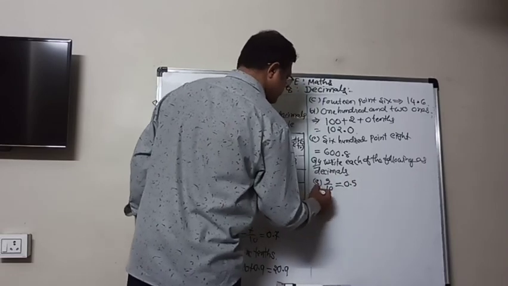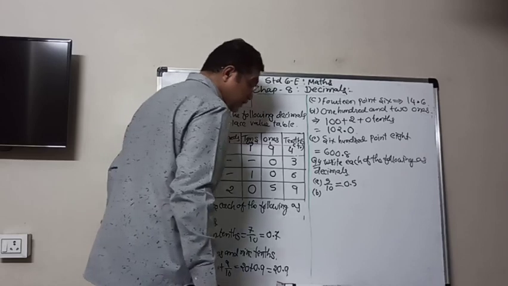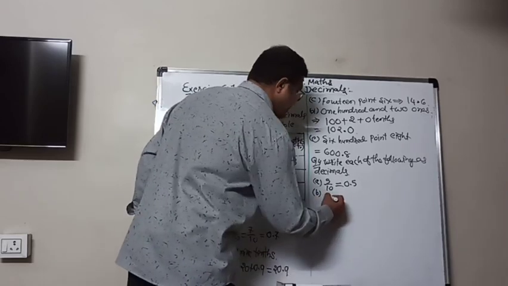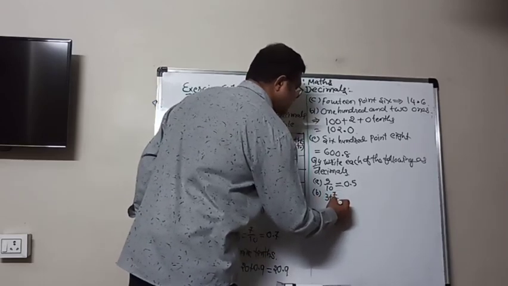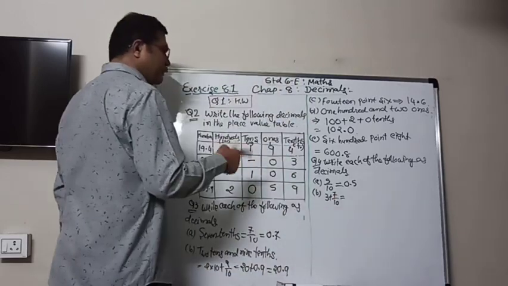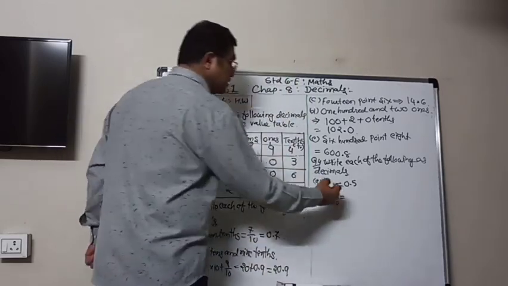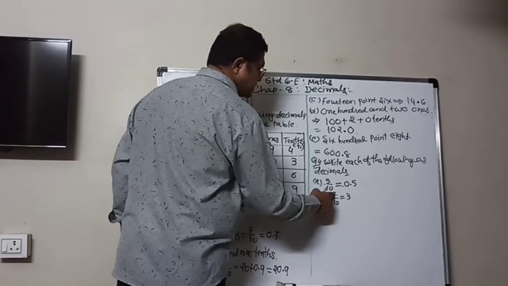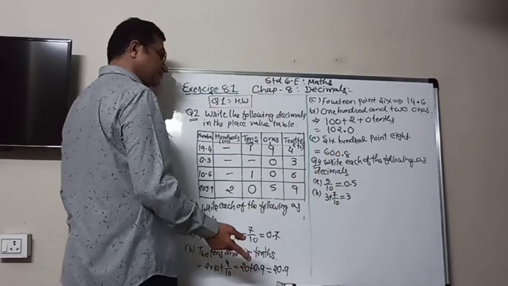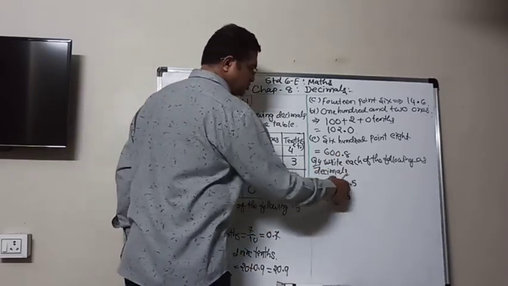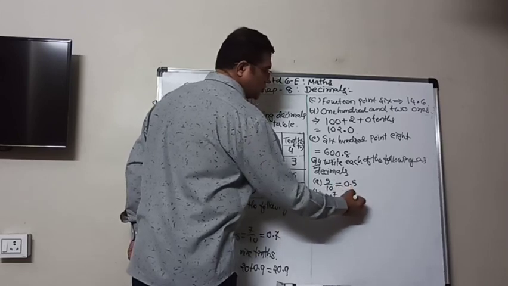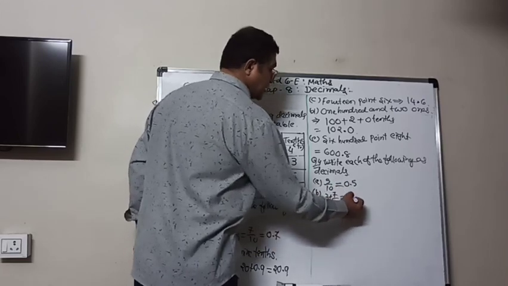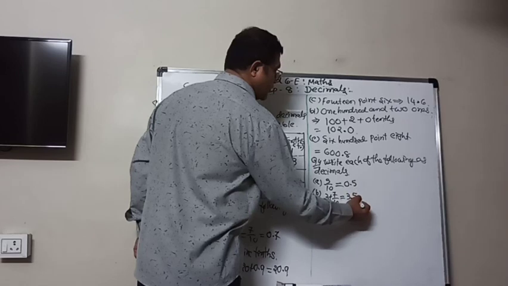B. In B it is 3 plus 7 upon 10. So now 3 plus 7 upon 10 is 3, then 7 upon 10 is 0.7. As 5 upon 10 is 0.5, 7 upon 10 is 0.7. But here there is already 3. Therefore it is 3.7.